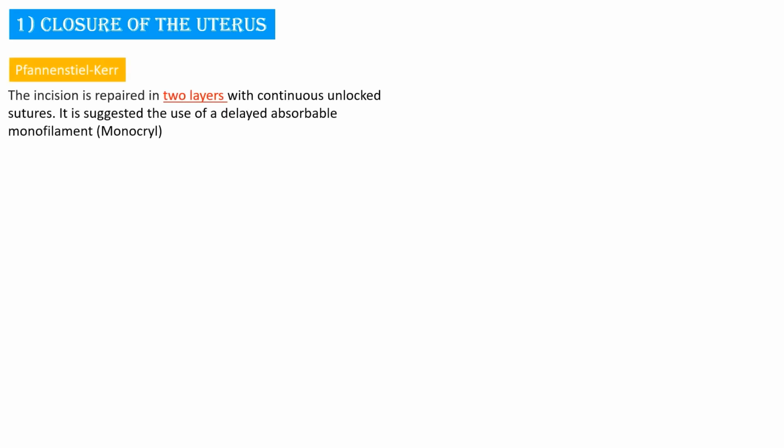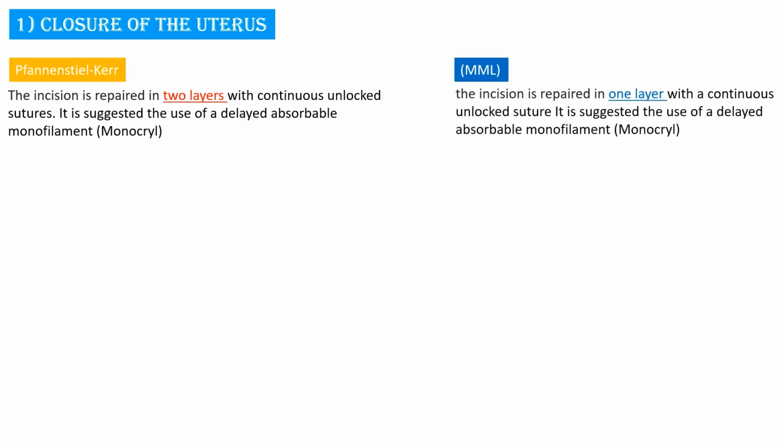Closure of the uterus. Pfannenstiel method: the incision is repaired in two layers with continuous unlocked suture. This suggests the use of a delayed absorbable monofilament. Modified Misgav: the incision is repaired in one layer with a continuous unlocked suture. This suggests the use of a delayed absorbable monofilament, Monocryl.